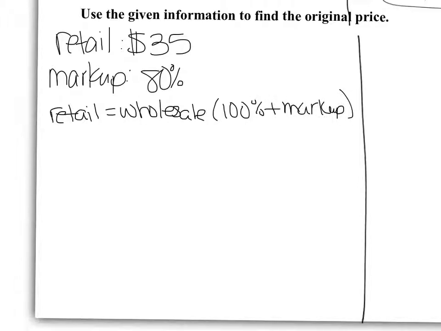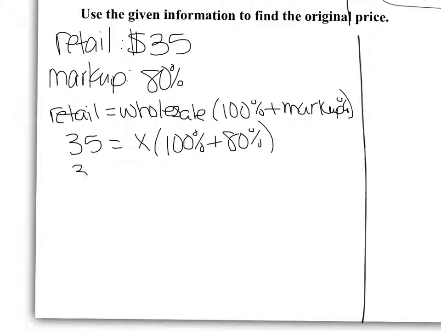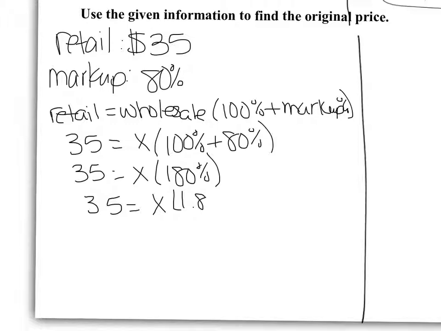What we're going to do is fill in all of those gaps. Okay, so retail, I know that. That's the information that I was given. Wholesale price, that's what I'm looking for. If we don't know something, we use a variable. And then I'm going to take 100% plus my markup percent, which was 80%. Okay, so let's go ahead and simplify the things that we know we can. 100% plus 80% is 180%. And let's change that 180% to a decimal.